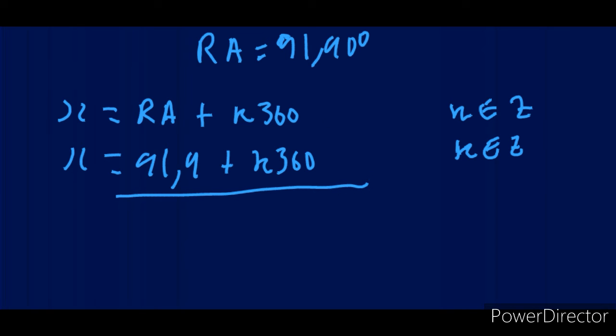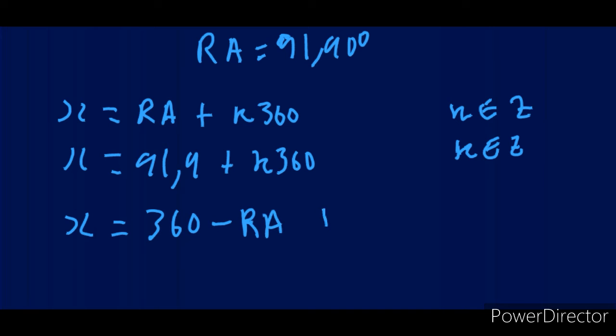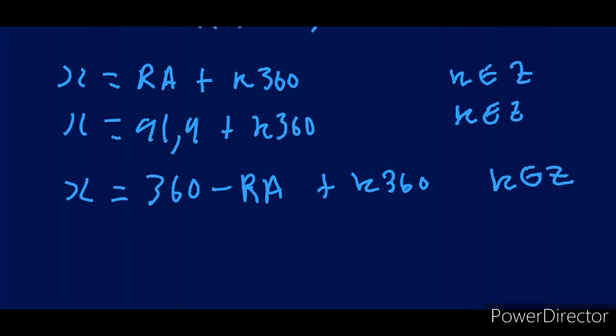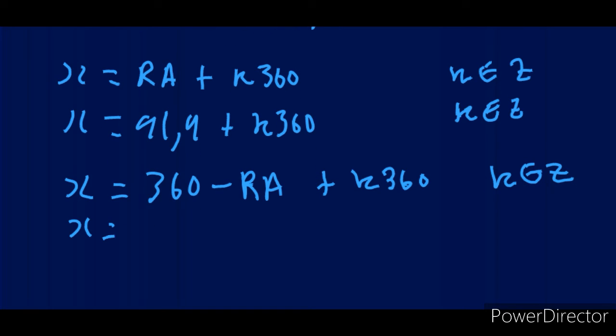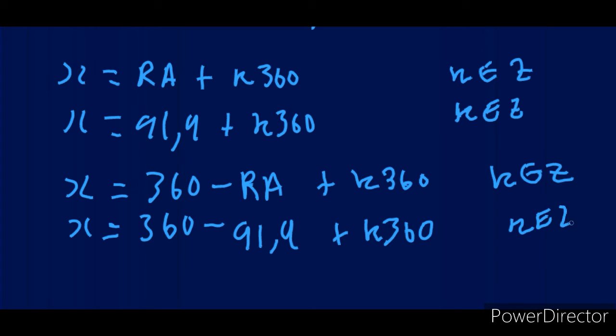So let's get our second equation. So it's also positive in the fourth quadrant. So it's going to be 360 minus reference angle plus k360. K is an element of integers. And then from here, we're going to end up having x is equals to 360 minus our reference angle, which is 91.9 plus k360. And we know that k is an element of integers.